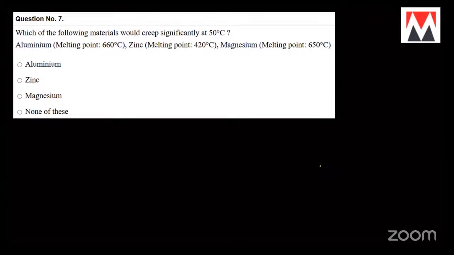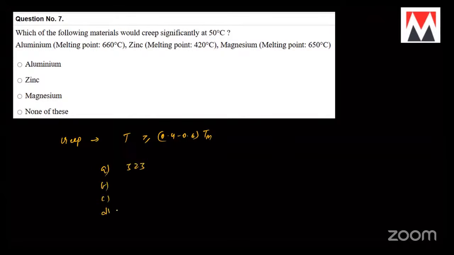Okay. Now let's come back to this point again. Creep generally happens at a temperature of 0.4 to 0.6 Tm, generally greater than or equal to. So let us calculate T by Tm values. My temperature is given as 50 degrees. 50 degrees is what? 273 plus 50. How much? 323 Kelvin.